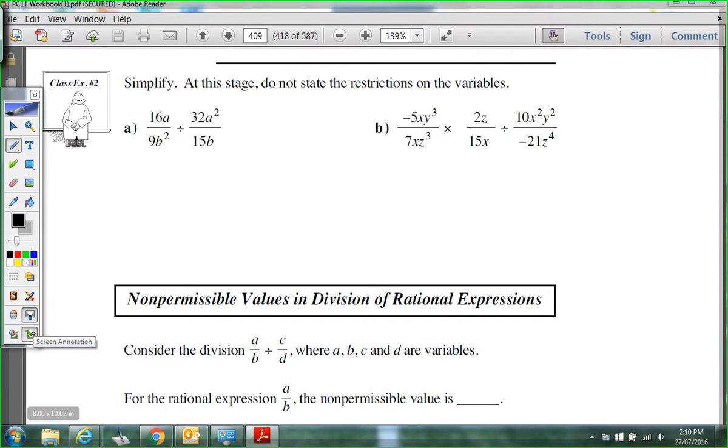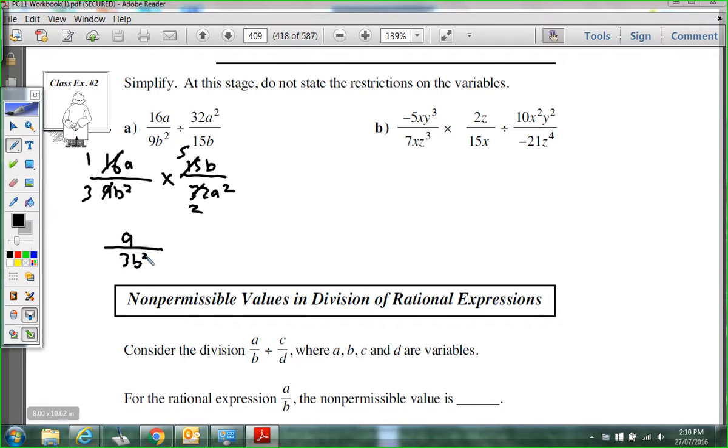So our very first step, before even doing anything mathematically, is everybody should be able to do the flip. We should all be like, okay, multiply 15b over 32a squared. I typically like to do the numbers first. So in that case, 16 and 32 have a 16 in common, so that's going to be a 1 now, that's going to be a 2 now, because 16 goes into 16 once, 16 goes into 32 twice. 15 and 9 have a 3 in common, so that's a 3, that's a 5. Then I like to rewrite it. So I have an a on top, I have 3b squared on bottom, I have 5b on top, and I have a 2a squared on bottom.